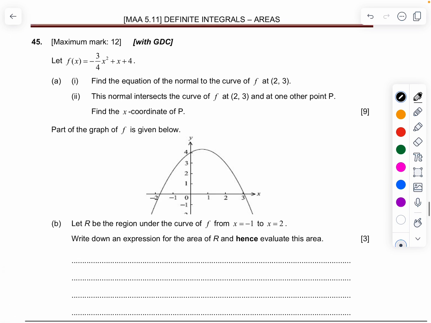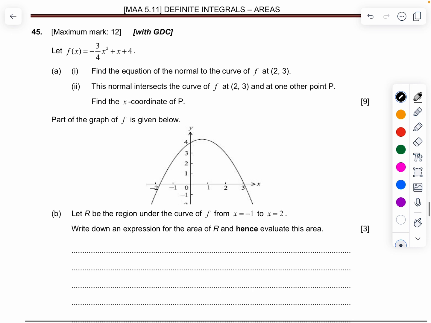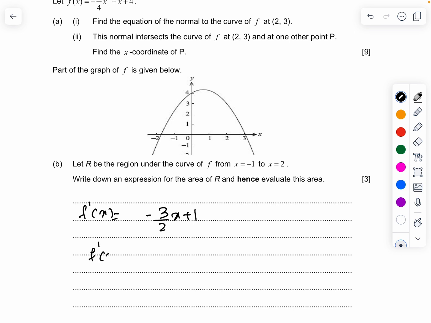Now coming to question number 45. Let f of x equal minus 3 upon 4 x square plus x plus 4. Find the equation of the normal to the curve at 2, 3. So first I am finding f prime x, which is negative 3 by 2 x plus 1. So f prime of 2 should be equal to negative 2. So the slope of the normal will become 1 upon 2. So what will be the equation? y minus y1 equals m times x minus x1. So which becomes y equals 1 upon 2 x plus 2.